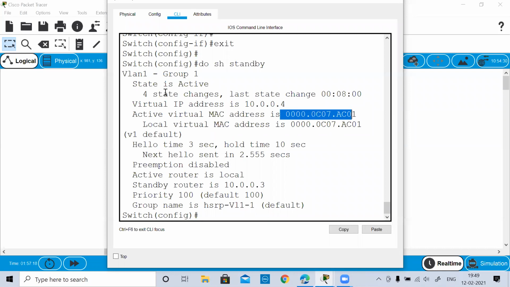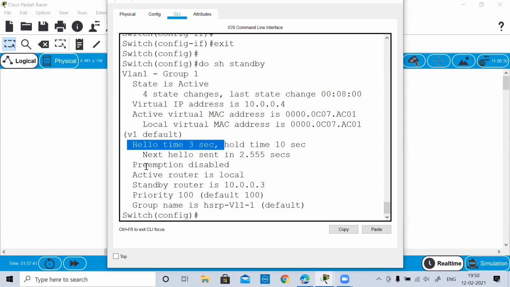There you will see that the group number value will change. Maximum you can have around 4,000 groups there. So the group numbers in HSRP version 1 is from 0 to 255. The MAC address value starts from here. It can be considered as XX because it depends on the value you are specifying in the number. Okay, that is being the virtual MAC address.